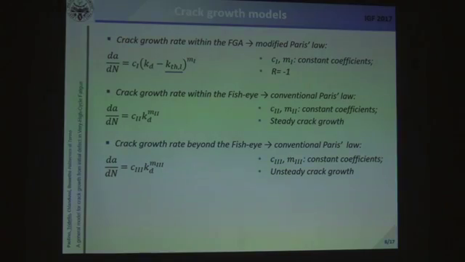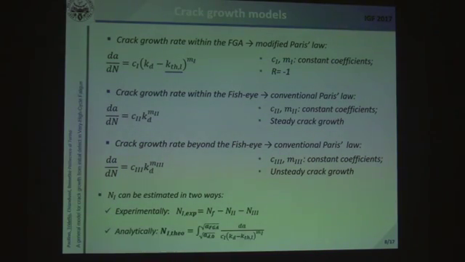The unknown parameters in the fatigue limit can be estimated through consideration of the crack growth within the FGA. Indeed, the number of cycles consumed within the FGA can be estimated experimentally, and can be computed as the difference between the total number of cycles to failure minus the number of cycles in stage 2 and stage 3, and also it can be computed analytically through an integration of the modified Paris law. But this equation depends on the unknown parameters.